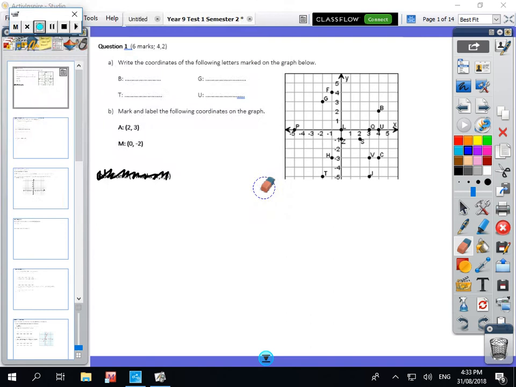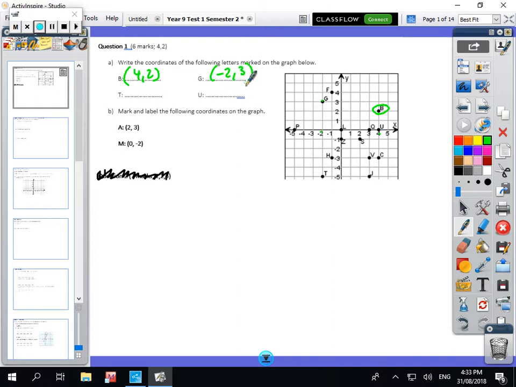Okay, so we're looking, Year 9, at your last test and looking through the answers to see how you went. We're looking at coordinates. The coordinate of B is over there, so it's 4 in the x and 2 in the y. Coordinate G up there is minus 2, 3.